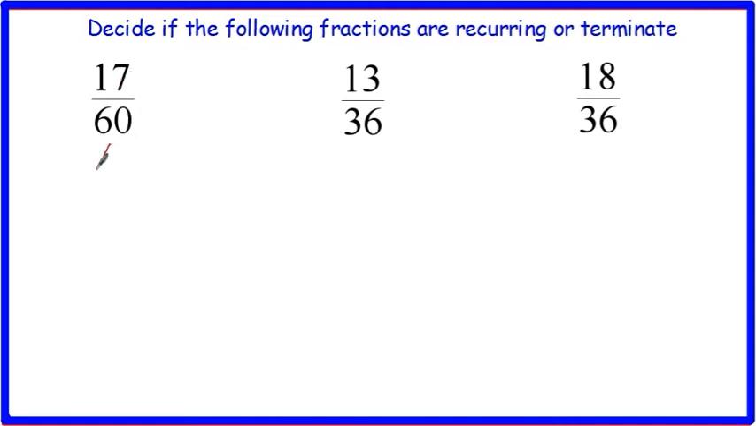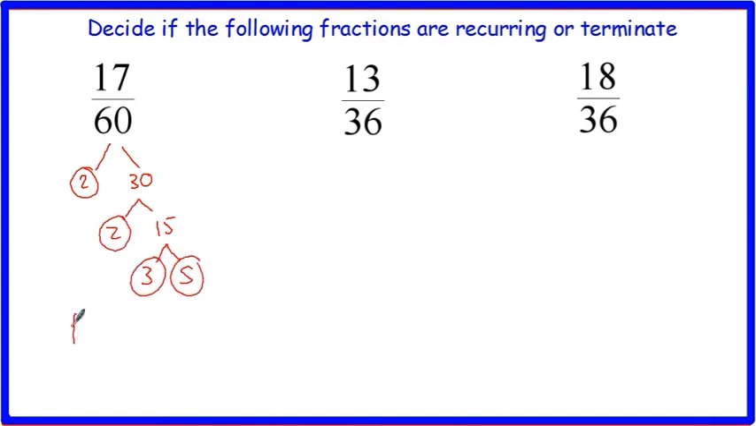17 is prime, so I can't do anything with this. 2 and 30, 2 and 15. Here we go with our 3 and our 5, and the 3 is telling me that this is recurring. Prime, so 2 and 18. I can see a 3 appearing in a moment. I just put it in here. And that way, I stopped straight away. So this one is recurring also.